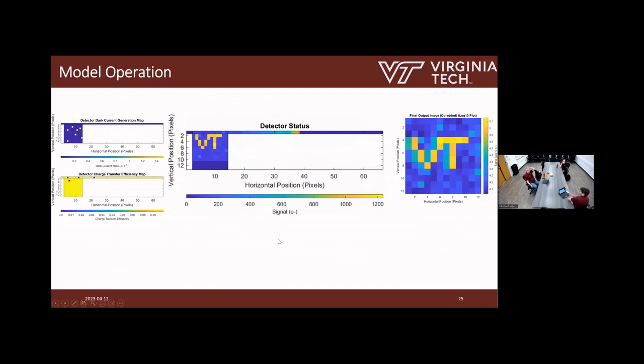Now, take a little bit more of a detailed look. We can see this GIF running here. So this is just working with an input photon map spelling out the BT logo. But we can see that we have degraded certain pixels.